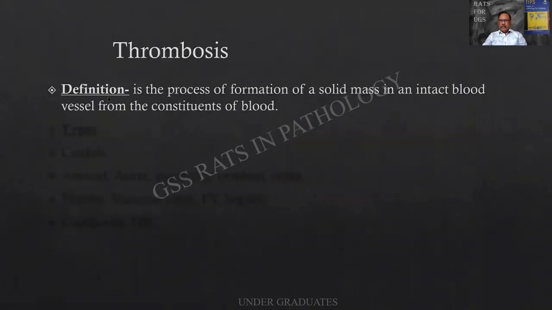Definitions are definitions. No own words, please. Thrombus is a noun. Thrombosis is a process. It is defined as the process of formation of a solid mass in an intact blood vessel from the constituents of blood. In definitions, every word is important. See here, constituents of blood. Intact blood vessel. When it is outside the blood vessel, you call it a clot. But within it, it is a thrombus.